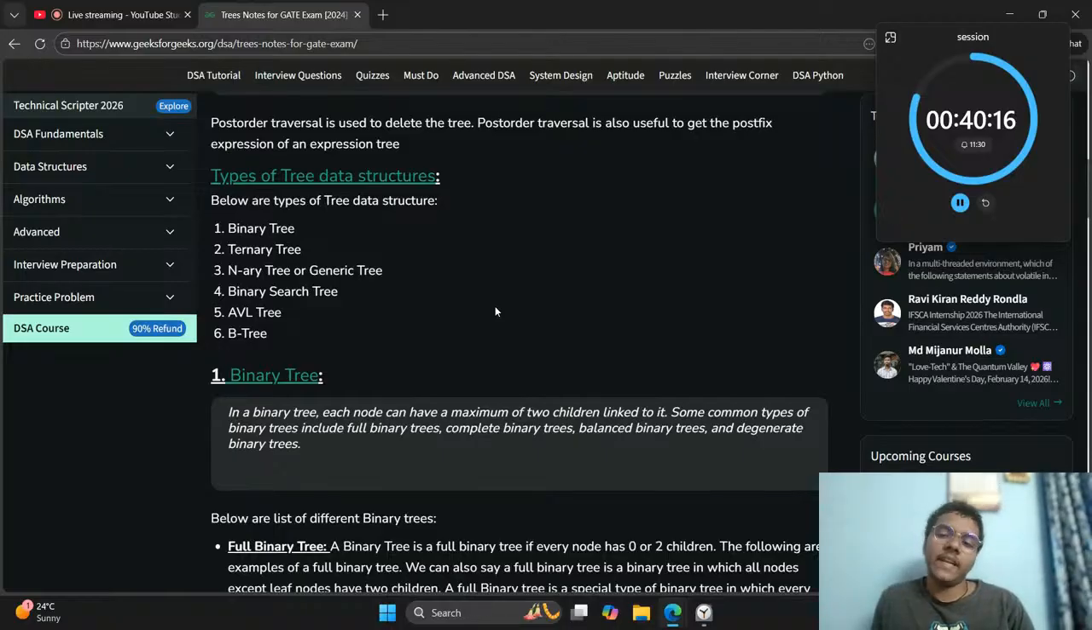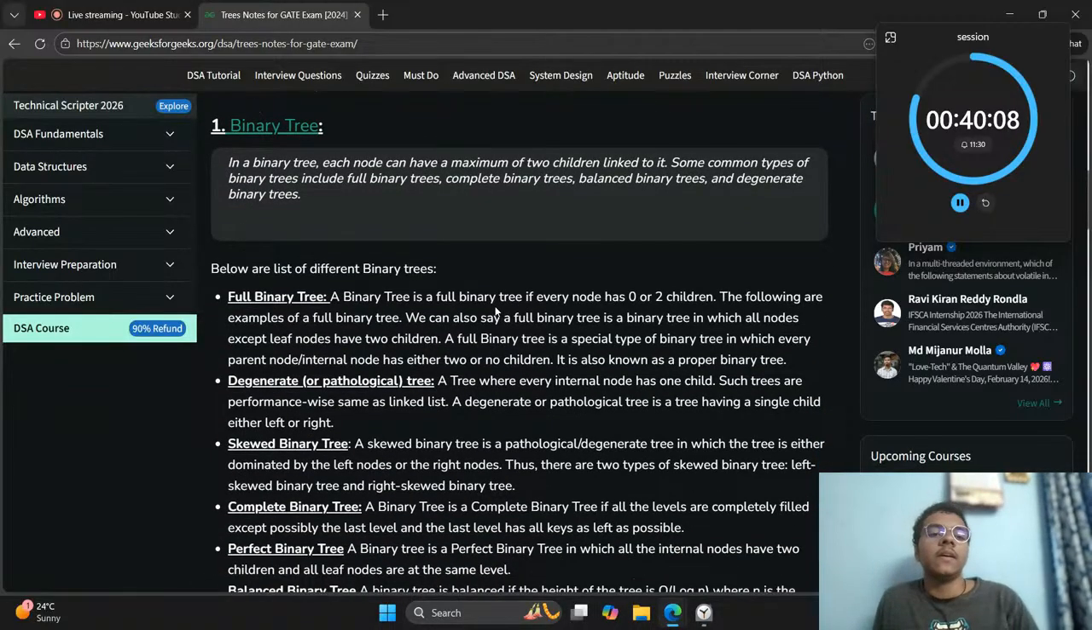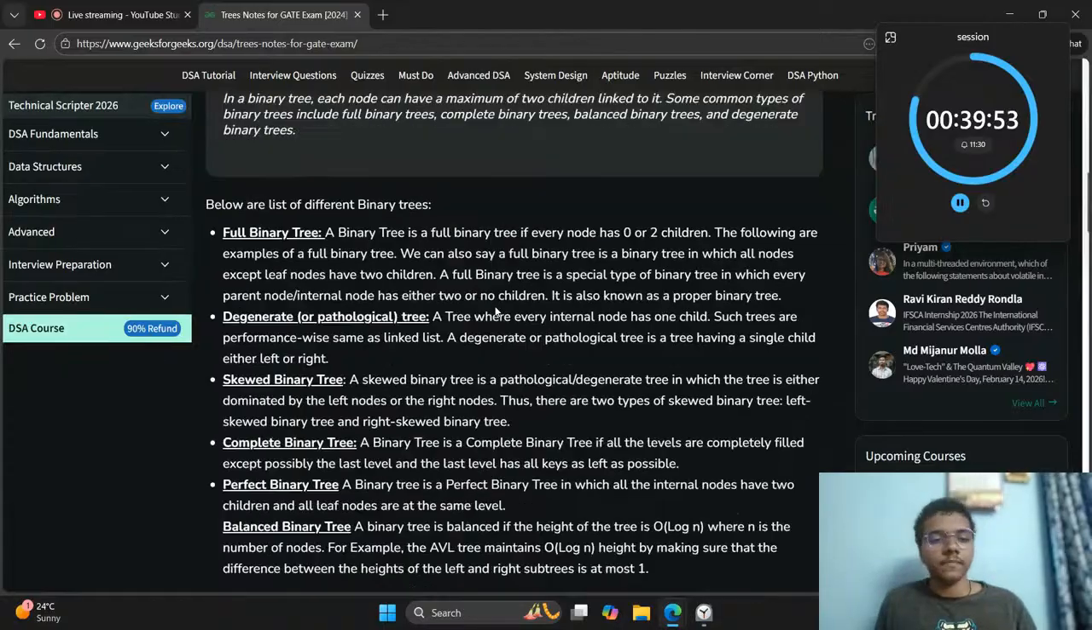We have binary tree, ternary tree, n-ary tree or generic tree, binary search tree, AVL tree, B tree. In a binary tree, each node can have a maximum of two children linked to it. Some common types of binary trees include full binary trees, complete binary trees, balanced binary trees, and degenerate binary trees. We are going to look at each one of those now.